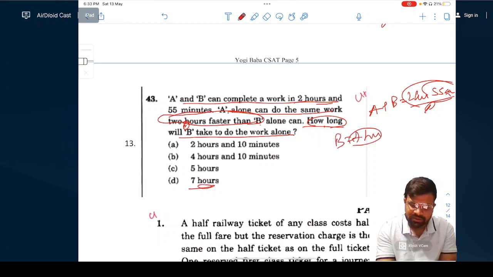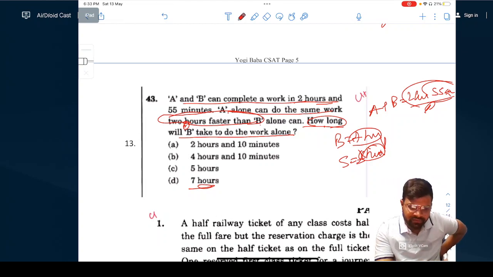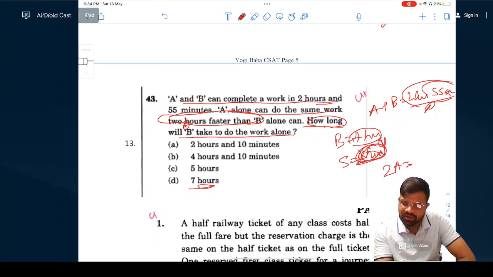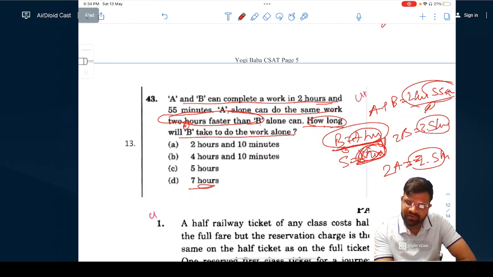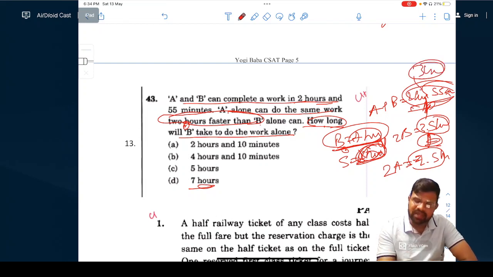I'm telling you how to do it with options. So A will take 5 hours. So what will be the average of them, like when they will work together? If A is alone doing it in 5 hours, so 2A will do it in 2.5 hours. And if 2B are doing together, so 2B will do it in 3.5 hours. And what should be the average of these things? So it is around 3 hours.